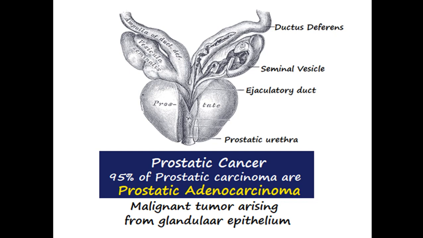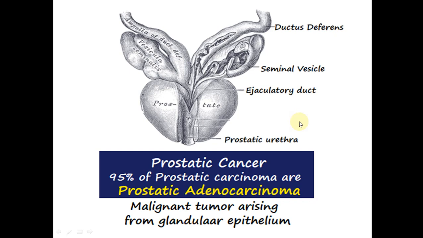By malignant tumor we mean that it can invade locally and it can also give rise to metastasis to other organs of the body, particularly the bones, vertebra and the hip bones.